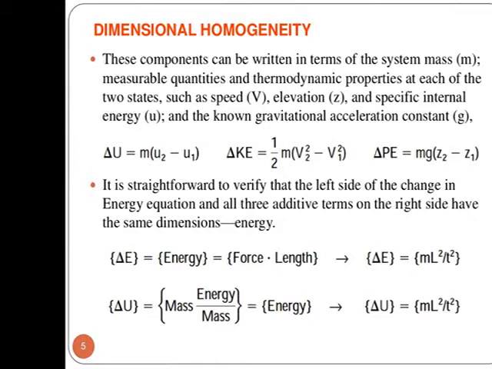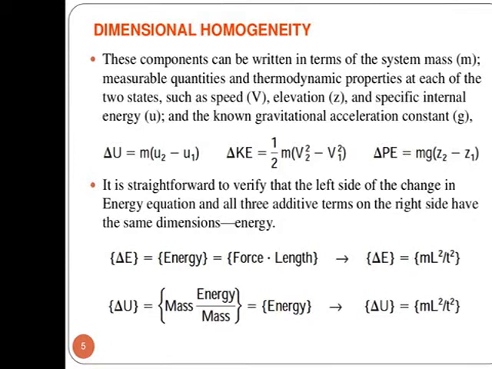Dimensional homogeneity. These components can be written in terms of the system mass m, measurable quantities and thermodynamic properties at each of the two states, such as the speed v, elevation z, and specific internal energy u, and the known gravitational acceleration constant g. Delta U is equal to m times (u2 minus u1). Delta K is equal to half m times (v2 squared minus v1 squared). Delta P is equal to mg times (z2 minus z1).